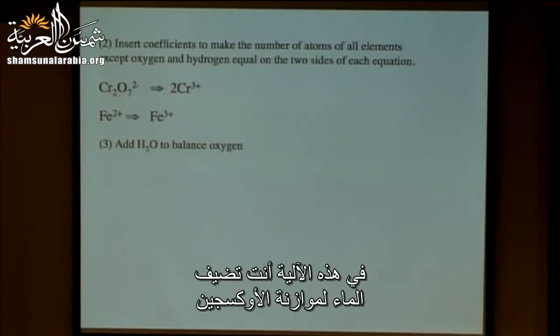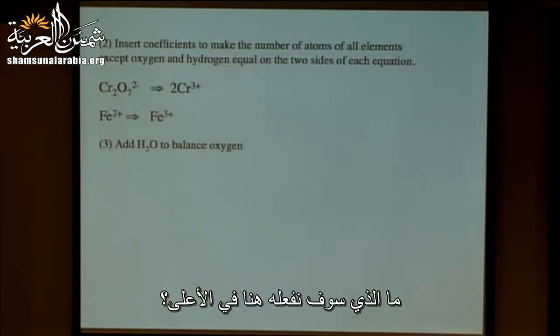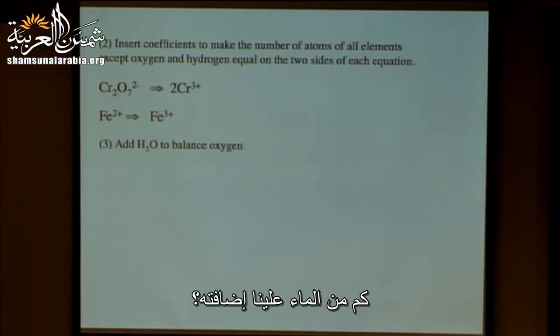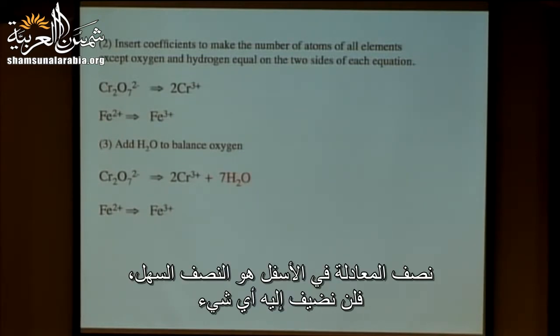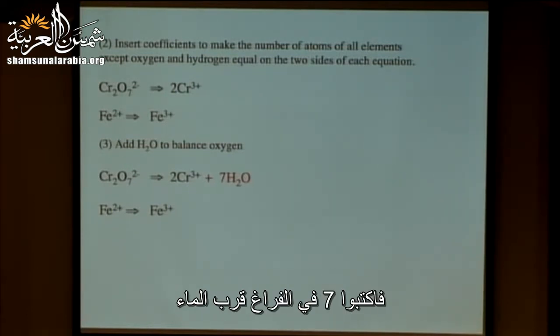Now, in this procedure, you add water to balance the oxygens. So what are we going to do up here? How many waters do we need to add? Right. So we need to add 7 waters. And the bottom one's pretty easy so far. We don't have to do anything. So go ahead and write in your 7 waters.